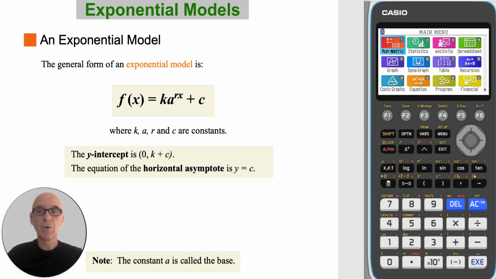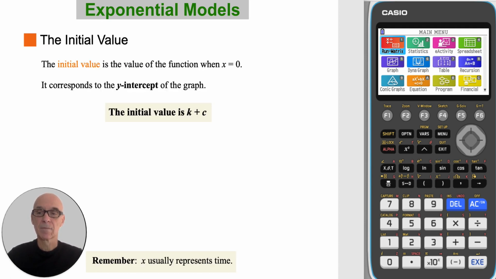The general form of an exponential model is f of x is equal to k times a to the power of rx plus c, where k, a, r and c are constants. The y-intercept is the point (0, k plus c), and the equation of the horizontal asymptote is y equals c. Remember that the constant a is called the base.